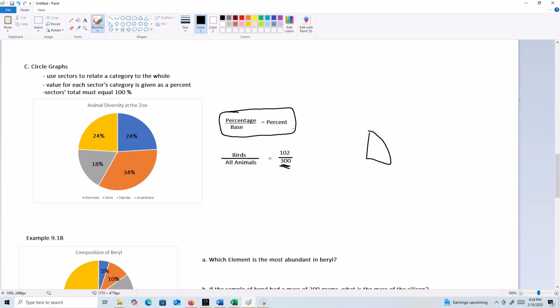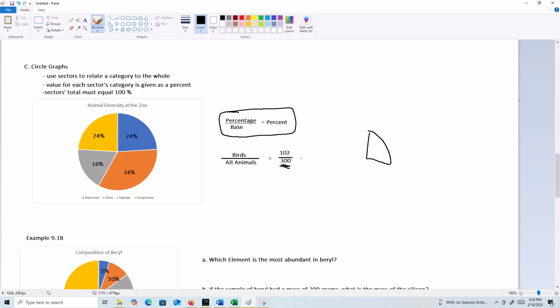That one you just kind of have to commit to memory. That one's very hard for my brain to keep in for some reason, so I have to keep reminding myself. Percent equals percentage divided by base. Stop, Josh. Thank you.